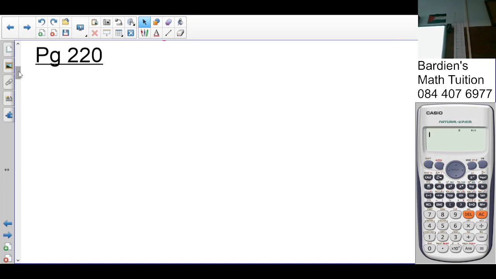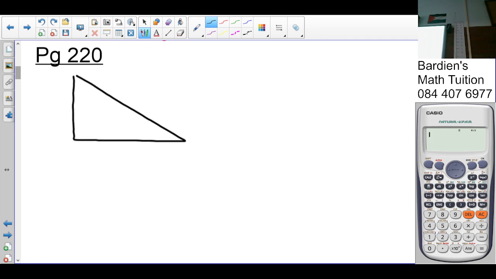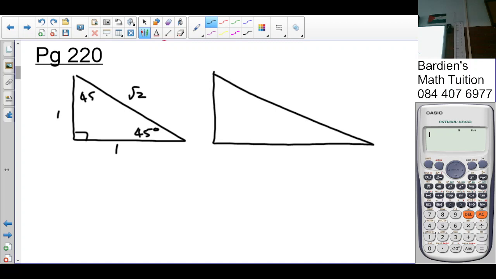So the special triangles were three. There's a 45-degree angle triangle, which is your tan of 45, which is 1, so it's 1, 1, root 2. The other one? 30 and 60, or 60 and 30, yes? So sine of 30 is half, so it's 1, 2, root 3. The other one?